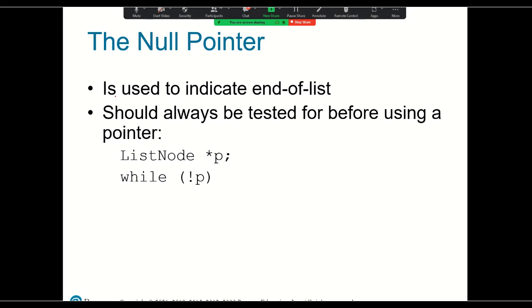Then the null pointer is used to indicate the end of the list. It should always be tested for before using a pointer, so you can do that. So you should say while the pointer is not null, then you do something. That's how we can validate a null pointer. We say that if it is not null.